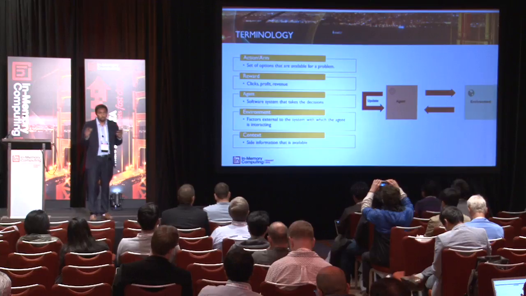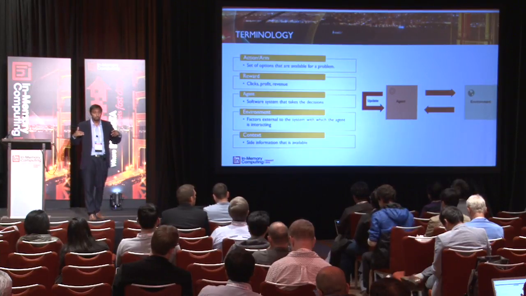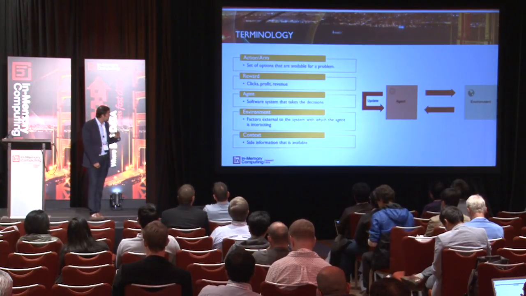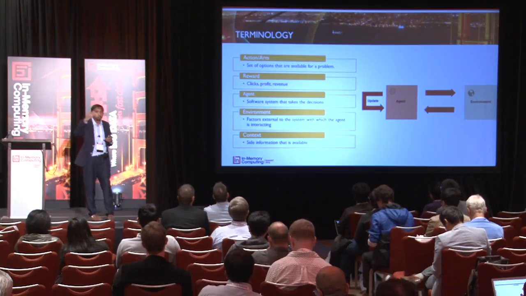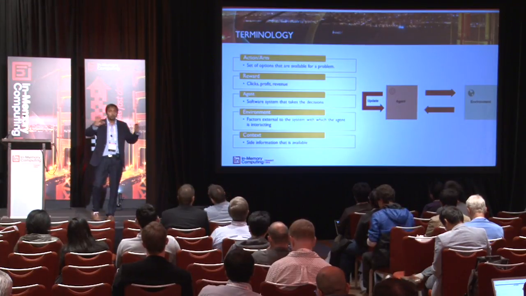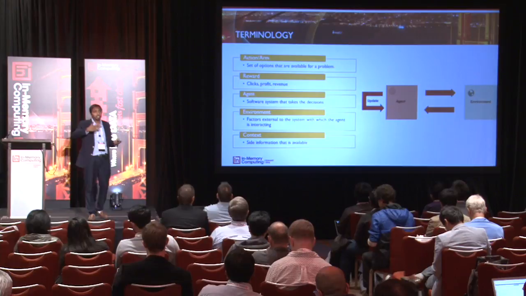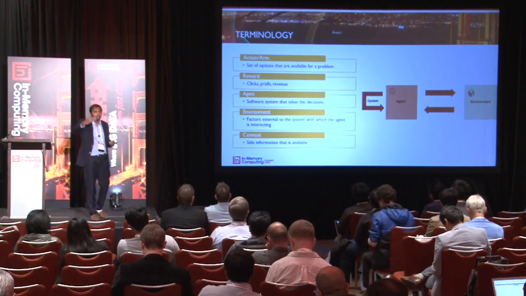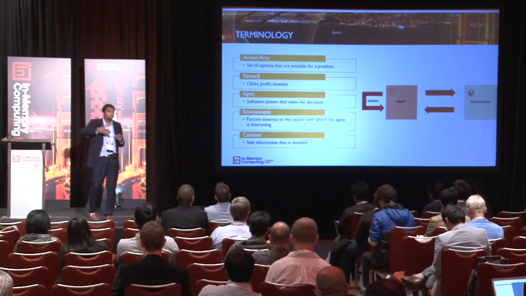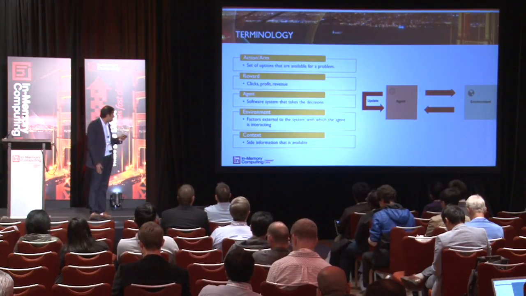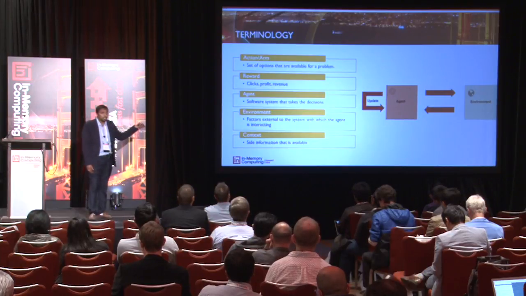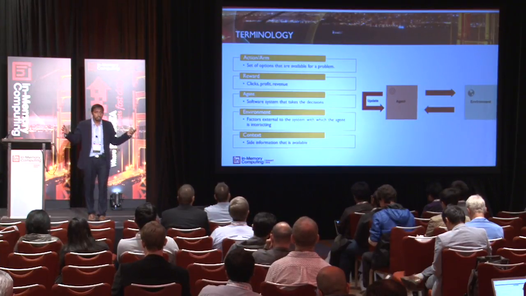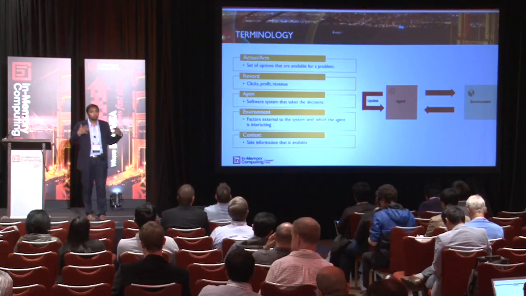The agent is the software system which is making these decisions. And the environment is the outside world. It could be either the online world where the user could be interacting with the system, or it could be an API that the agent is connecting to, where it's doing real-time bidding. So that could be thought of as an environment. And the context is the side information that is available for making the decision.